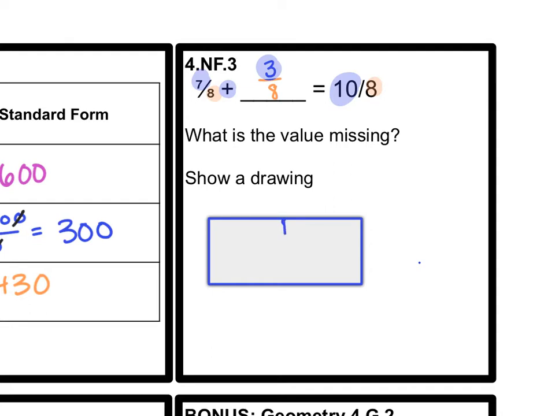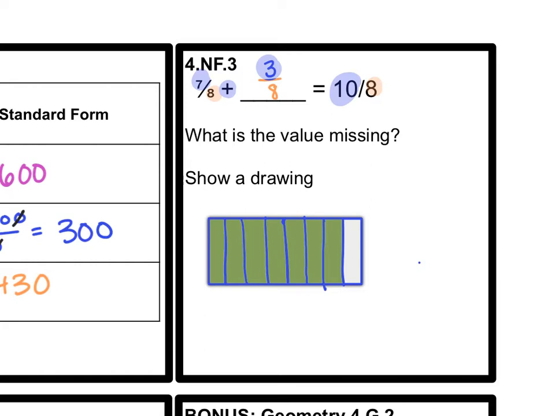I'm going to make this into 8ths first. I always like to do halves. It makes drawing fractions just a little bit easier and a little bit more accurate. So I'm going to fill in 7. There we go. Okay, and then it says to add 3/8 to that total.